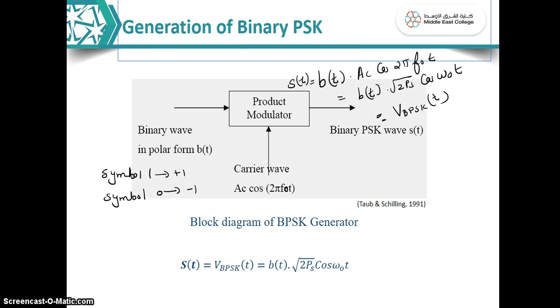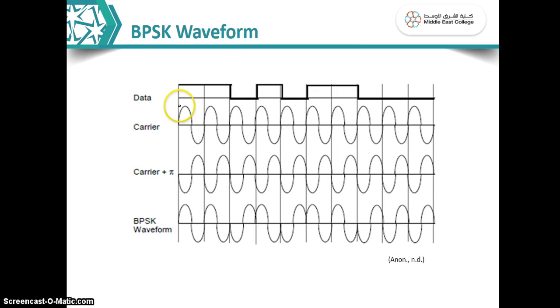Now look at this waveform, how it is. Think about the message signal data: this is 1, this is also 1, this is 0, this is again 1, 0, 1, 1, 0, 0, 0.